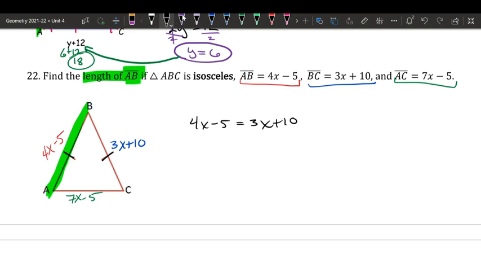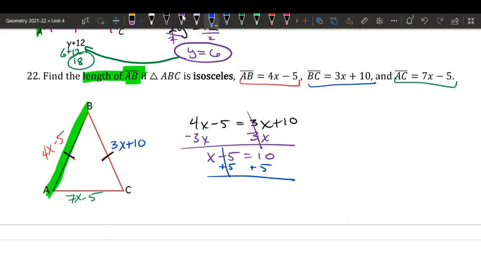So I have 4x, I have 3x, so I'm going to subtract the 3x. So then x minus 5 equals 10. And then I can add 5. So x is by itself. And x equals 15.